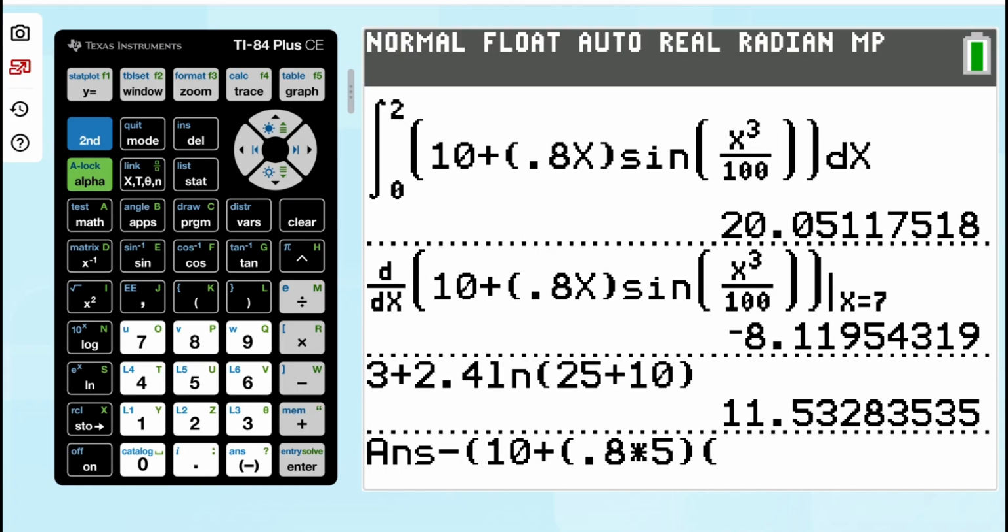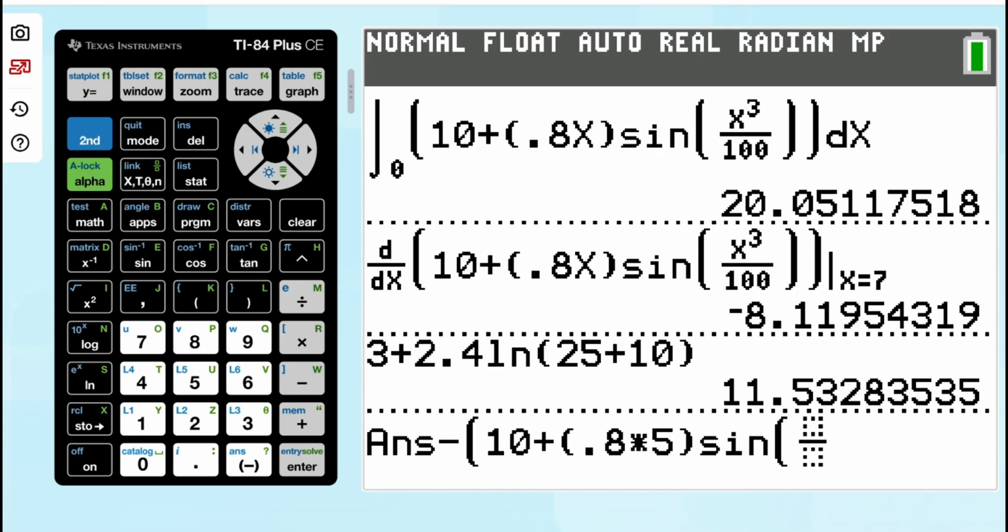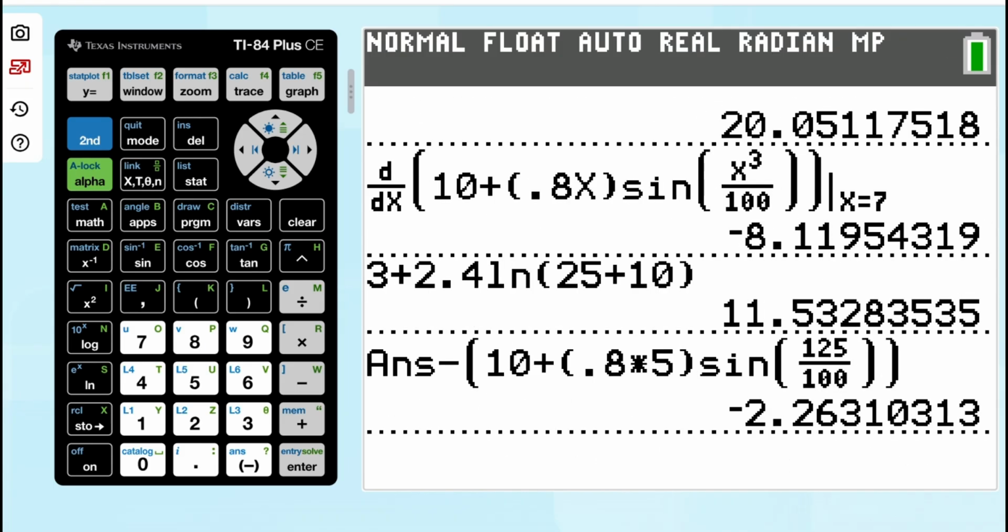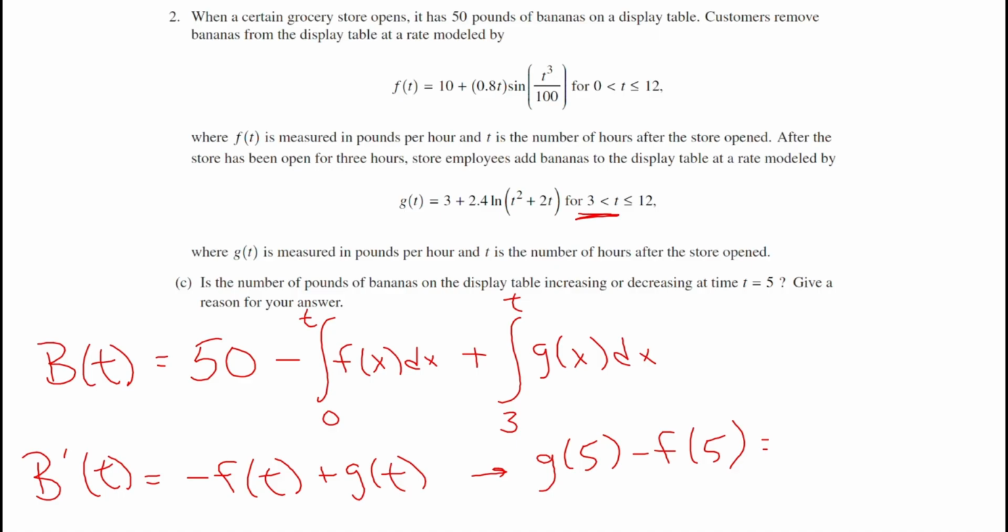Let's try that again with the actual sine button. Sine of, and then it was t cubed. So 5 cubed is 125 over 100. We don't need to bother to reduce that. The calculator will do it for us. Close our parentheses, and we end up getting negative 2.263, which is less than 0.